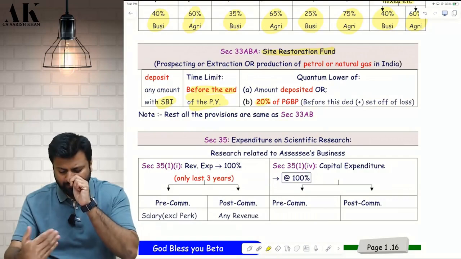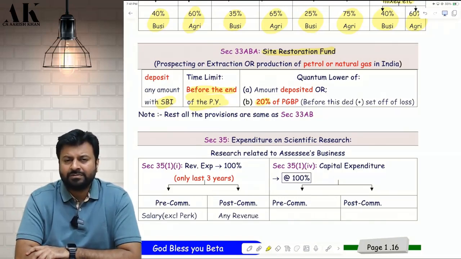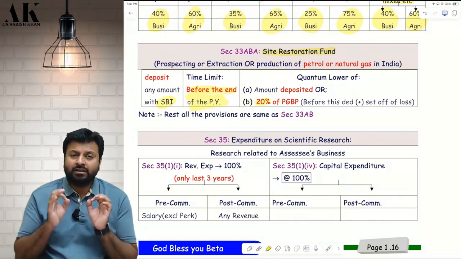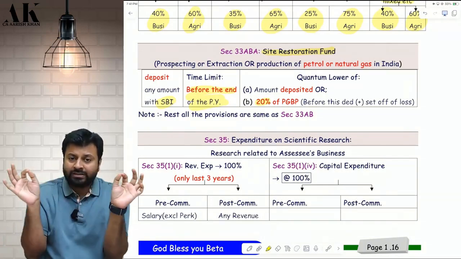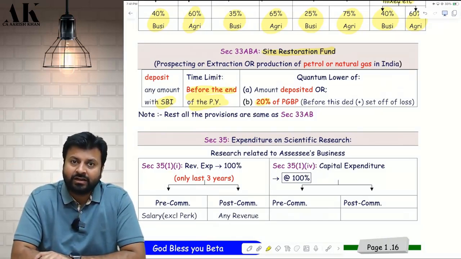Now this section is not very important for exam. ICAI has not been asking this section. Never ever asked they have. Why they have not asked? Because there is nothing great to ask in this. The real challenge starts when there is a 40-60 agriculture and business income. There the real challenge starts. There the student can get confused. So the ICAI is testing 33AB all the time, not 33ABA.